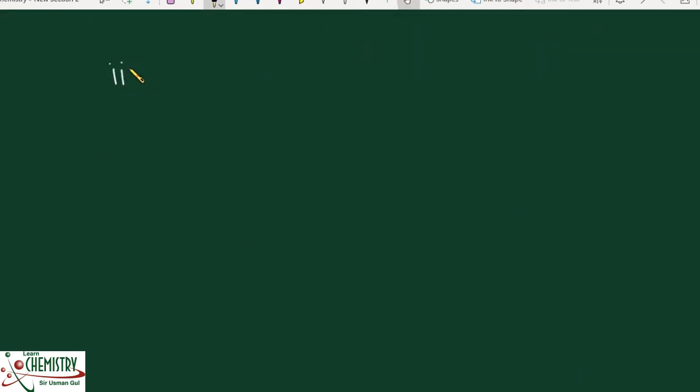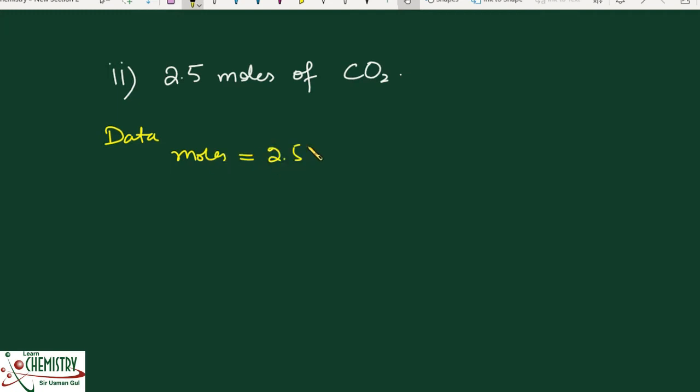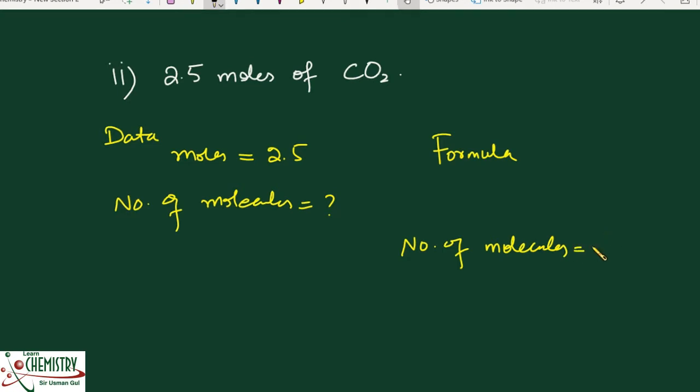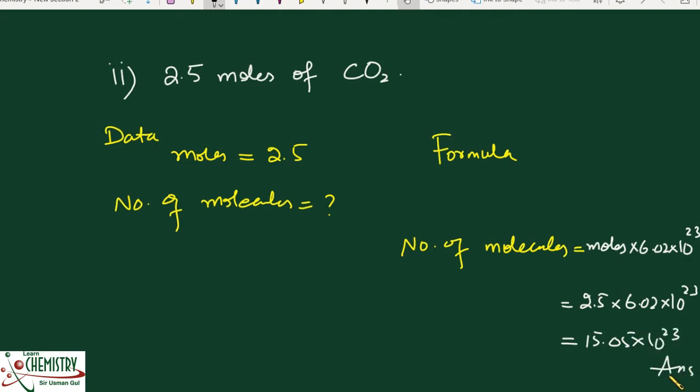Next, let's talk about the next question. Let's suppose we have 2.5 moles of carbon dioxide. Here we have moles, so we don't need the formula mass; I will only write moles, that is 2.5, and I need the number of molecules because we are talking about carbon dioxide. The formula we already know: number of molecules is equal to moles multiplied by Avogadro's number. Moles we have 2.5 multiplied by 6.02 times 10 raised to power 23, and then I will get 15.05 exponent 23. This is the answer.